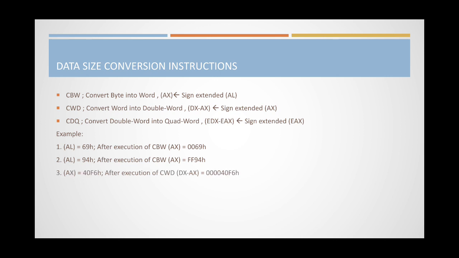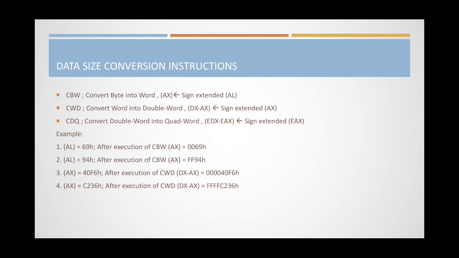Now the third example has AX equal to 40F6 hex, and the sign bit of this number is 0. After execution of the convert word into double word instruction, CWD, the result will be within the DX:AX register pair. As the sign bit is 0, DX will have all zeros. So your 32-bit number will be 000040F6 hex.